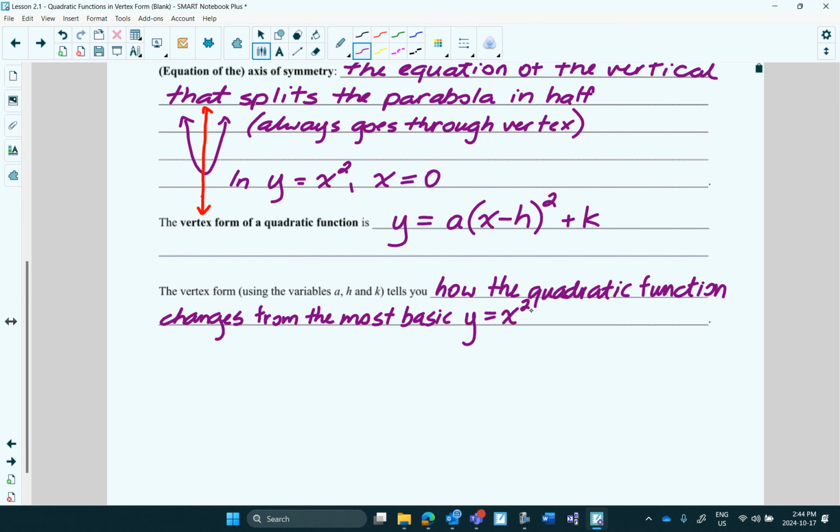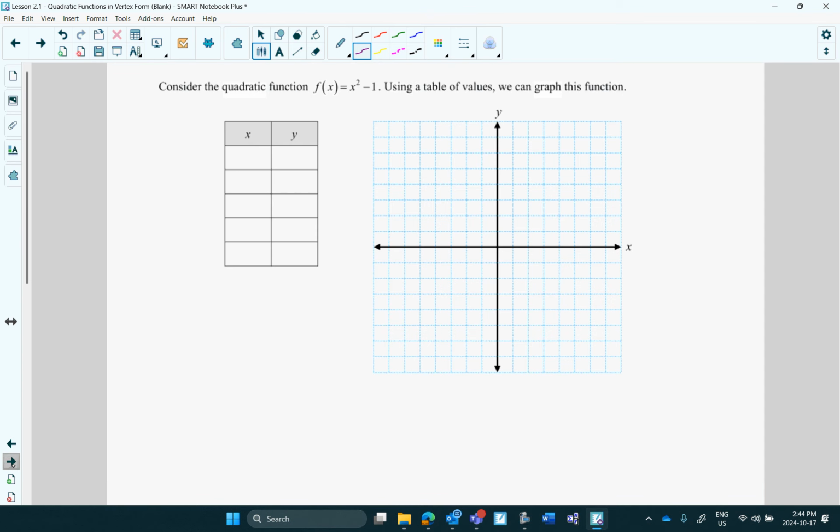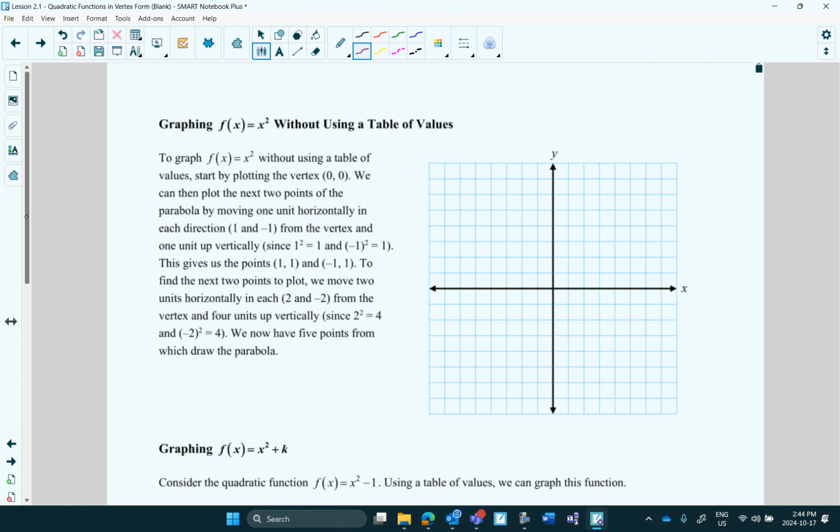Actually, we're going to talk about these two right now. But just before we do that, this is really kind of self-explanatory. How do you graph a parabola without always having to write a table of values? Well, think of the most basic one. Where was the vertex of the x squared? 0, 0. What did you notice about the next 2 points going up from 0, 0? How did we get to them?